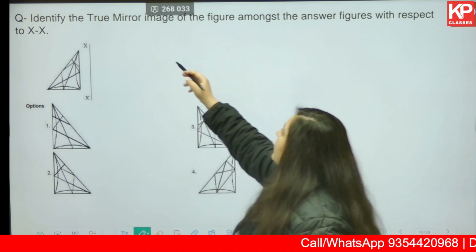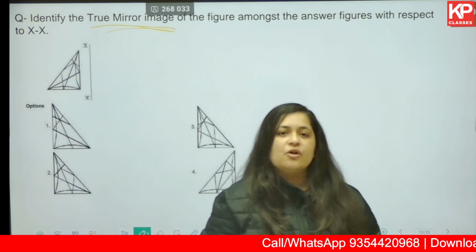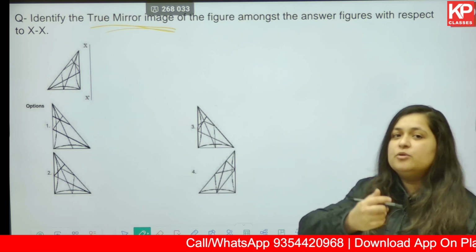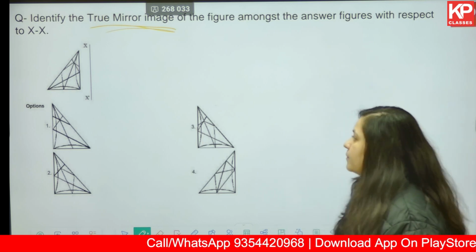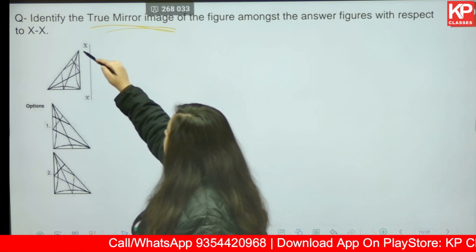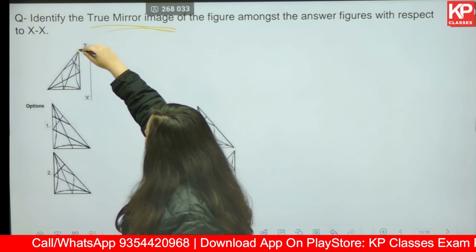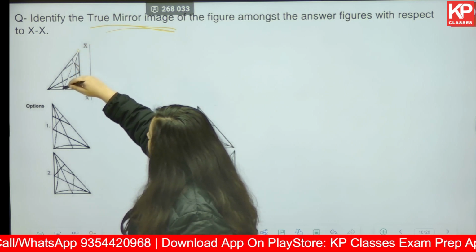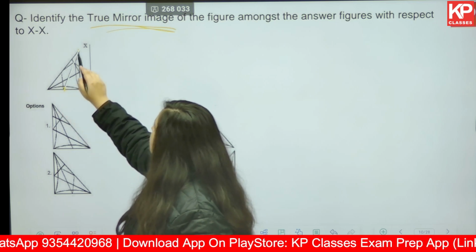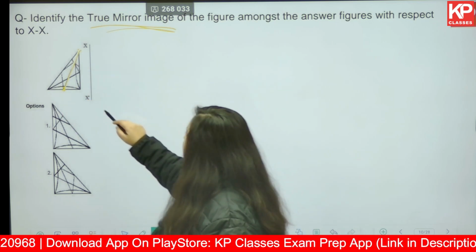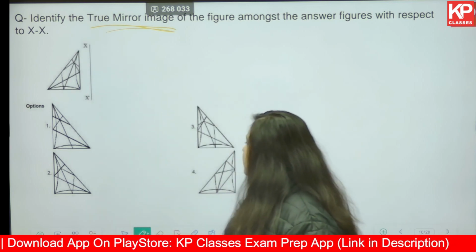Again, you have to find out the true mirror image of the figure that has been given to you. Let's observe and try to identify the elements first of all. There is one line which is touching the top part and the middle of the bottom line. This is one notable element that you have in the question figure.